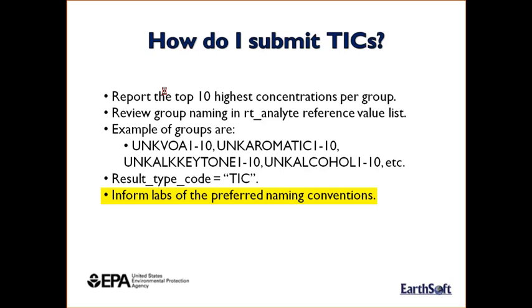Okay, if the lab uses some other naming convention, such as a CAS number with the retention time tacked on to the end, that is not good, and that is not acceptable as a valid value to the EPA Region 2 or Region 3 format. So you need to make sure you coordinate with your lab that it gets reported using these groups of unknown VOA, unknown alkane, that type of thing. Any questions on TICs?